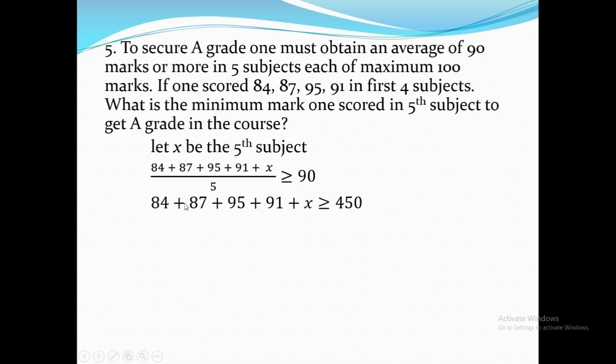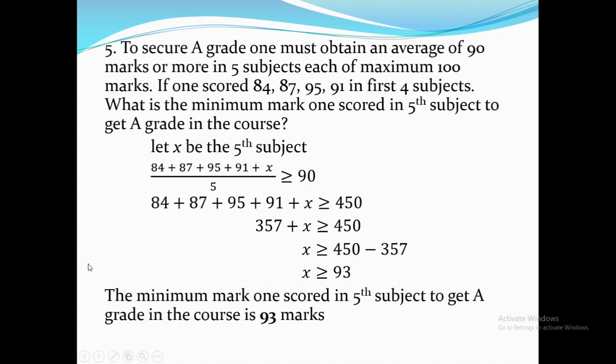Now sum all 84, 87, 95 and 91. So you have got 357 plus x, which is greater than or equal to 450. Now take the 357 to the right hand side, so it becomes minus. So x is greater than or equal to 450 minus 357. So x is greater than or equal to 93. So the minimum mark the student must get in the particular subject is 93. So he can get 93 and above. So the minimum mark one scored in the 5th subject to get the grade in the course is 93.